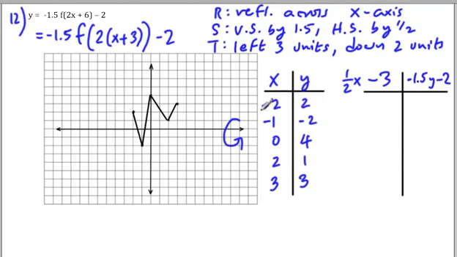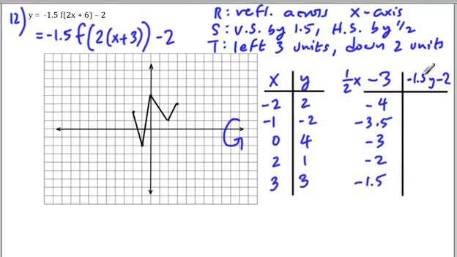So negative 2 times half is negative 1. Negative 1 minus 3 is negative 4. Negative 1 times half is negative 0.5, so it's negative 3.5. 0 times half is 0, so this is going to be negative 3. 2 times half is 1, so 1 minus 3 is negative 2. And 3 times half is 1.5, so 1.5 minus 3 is negative 1.5.